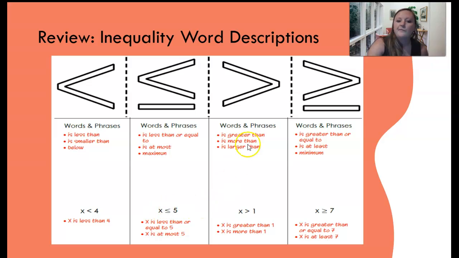This is our greater than sign. X is greater than 1. X is any number bigger or more than 1. This is our greater than or equal to sign. X is any number that is bigger than 7, or x is the number that is equal to 7, which would be 7. Okay?